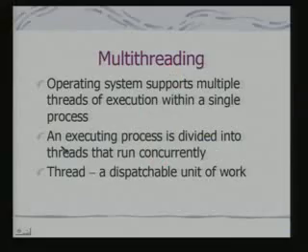Under those conditions, what happens? An executing process is divided into threads that run concurrently, and a thread becomes a dispatchable unit of work. What is a dispatchable unit of work? A schedulable unit of work. What I told you is that from the ready queue, when we put something into an executing state, it becomes the process of dispatching.